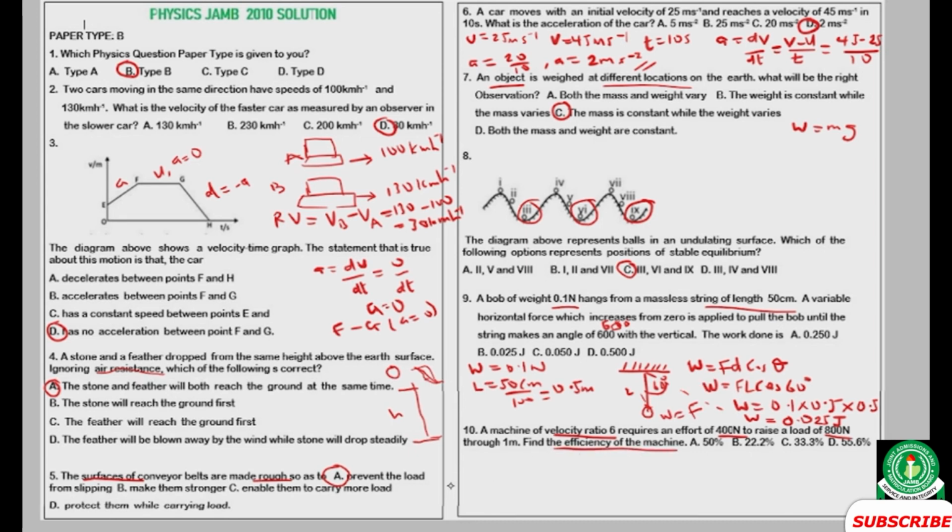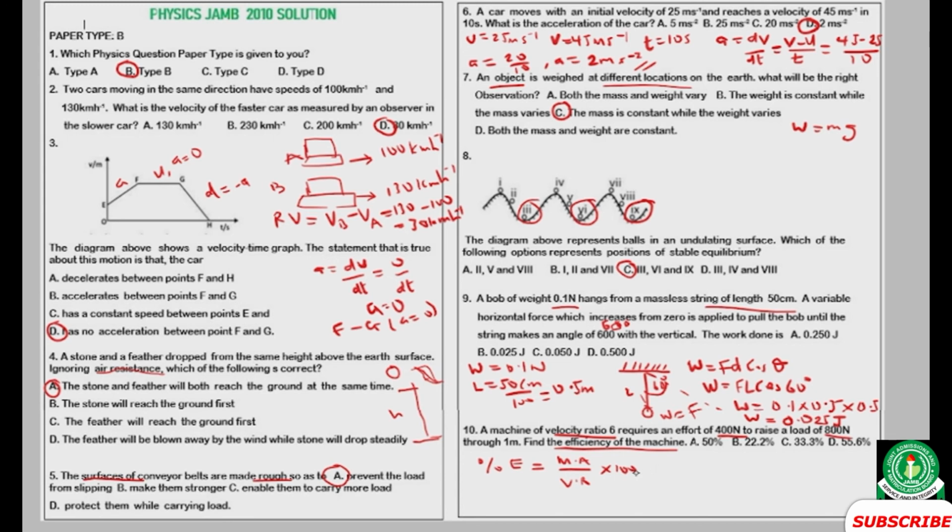Efficiency of a machine is expressed in percentage, and the symbol is E. So the efficiency of a machine is equal to MA, the mechanical advantage, over the velocity ratio, multiplied by 100, based on the information given to us. The efficiency of a machine can be calculated using different formulas, and one of them is mechanical advantage over velocity ratio times 100. We also have output over input times 100, which is another formula for calculating efficiency.